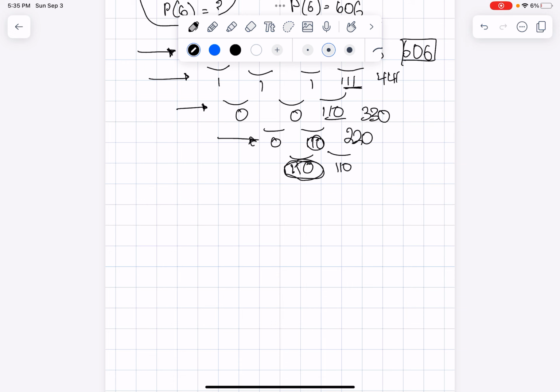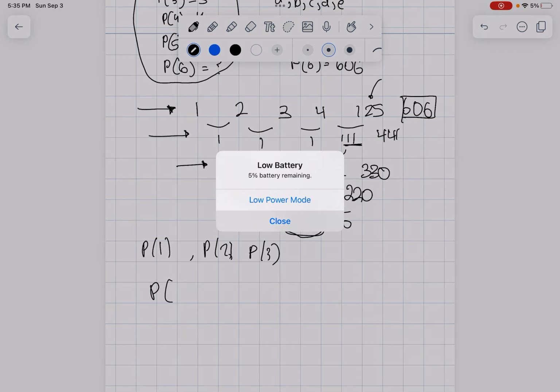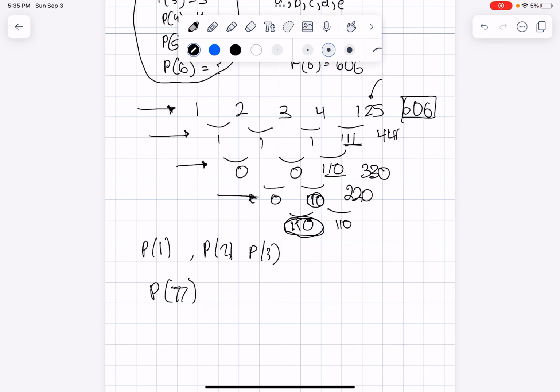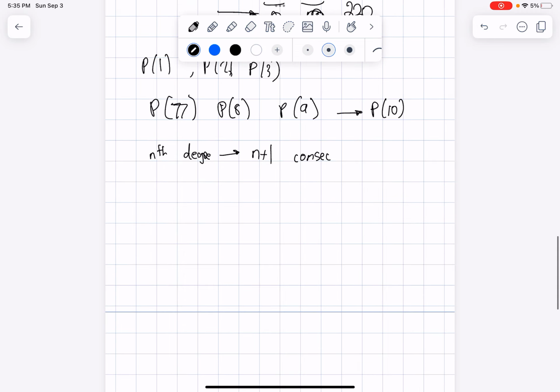So this technique works. It doesn't have to be p of 1, p of 2, p of 3. You could be given p of 7, p of 8, and p of 9, and you would be able to find p of 10 with this method. However, one important thing to note is that if you're given an nth degree polynomial, you need at least n plus 1 consecutive terms in order to find the next term. So if you're given a degree 2 polynomial, you need 3 terms. A degree 3 polynomial, 4 terms. A degree 100 polynomial, 101 terms.